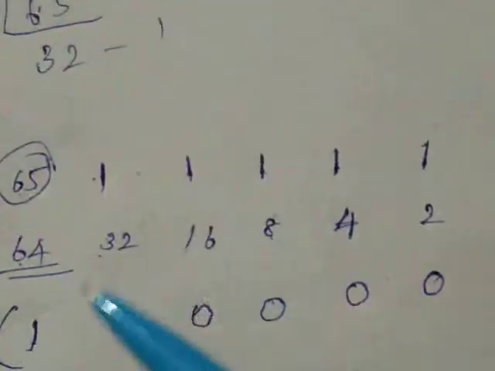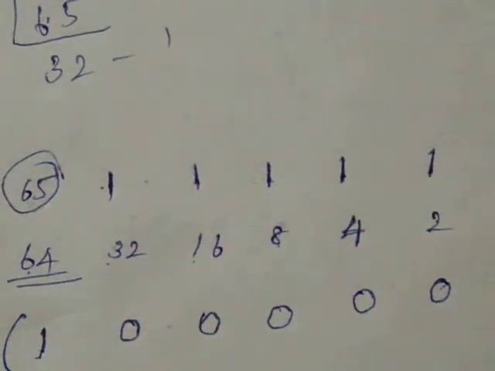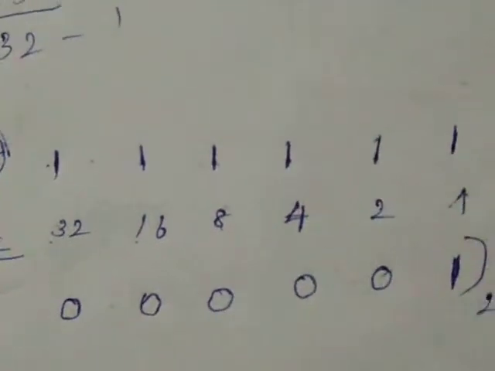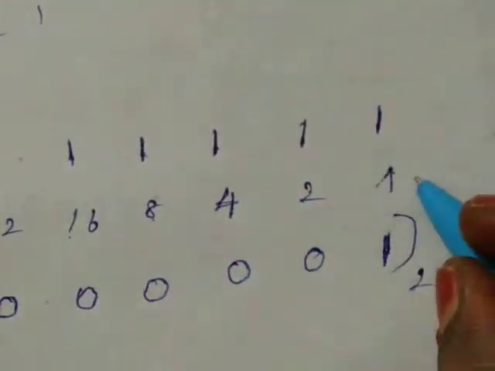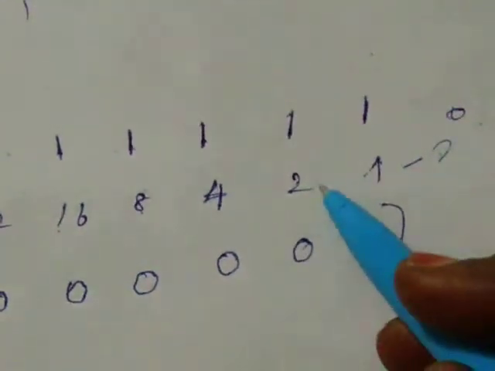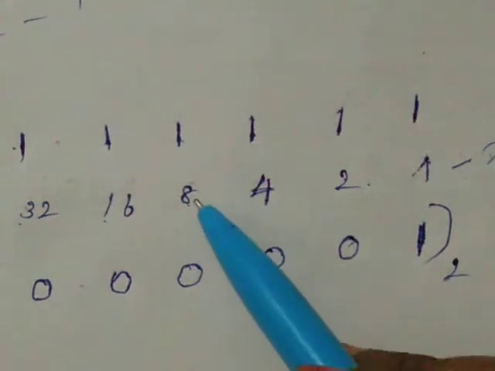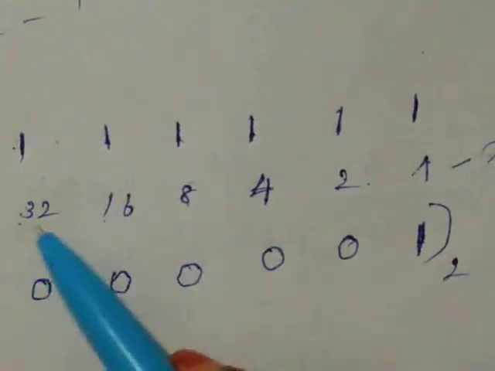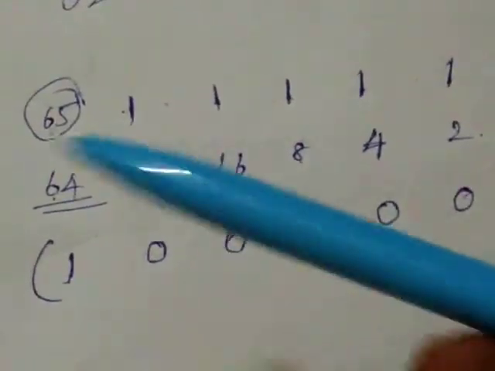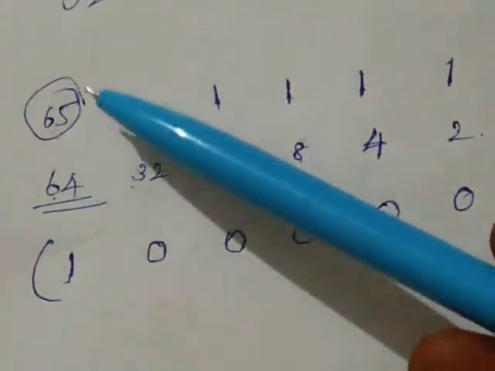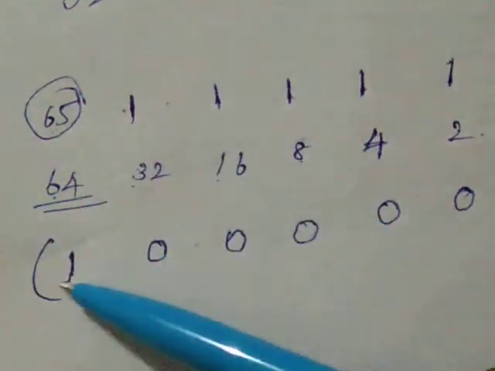First we have to take the powers of 2. For 65, we take powers of 2 up to the number lesser than 65. So this is 2 power 0, this one 2 power 1, 2 power 2, 3, 4, 5 and 2 power 6. So this one we will take, and then the first number 65. If we can subtract this 64 from 65, we will put 1.